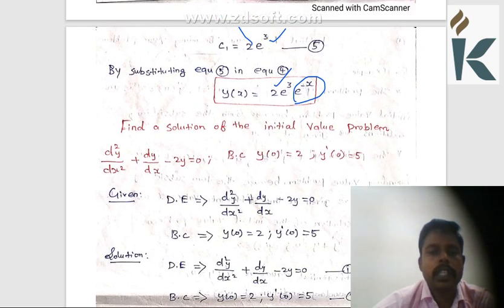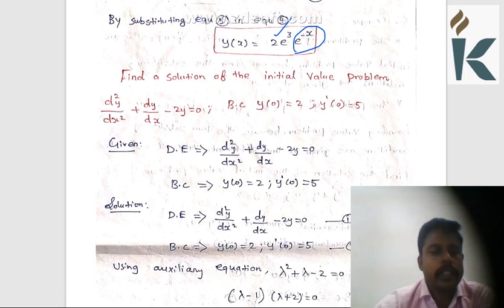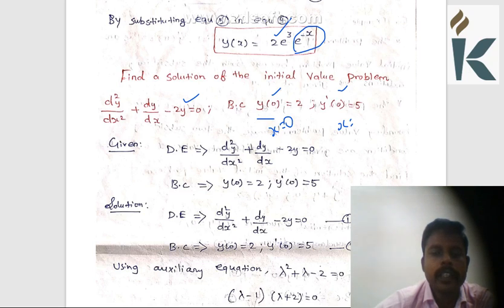initial value problem. So we have to see another initial value problem. Here they have given the equation like this: d square y by dx square plus dy by dx minus 2y is equal to 0. You have to find the solution for this initial value problem. The boundary conditions given are y of 0 is equal to 2 and y dash of 0 equal to 5. They are giving the two subsidiary conditions, where the x value is given as 0 in both. So they are giving only the initial conditions, and that is why the problem is called an initial value problem.